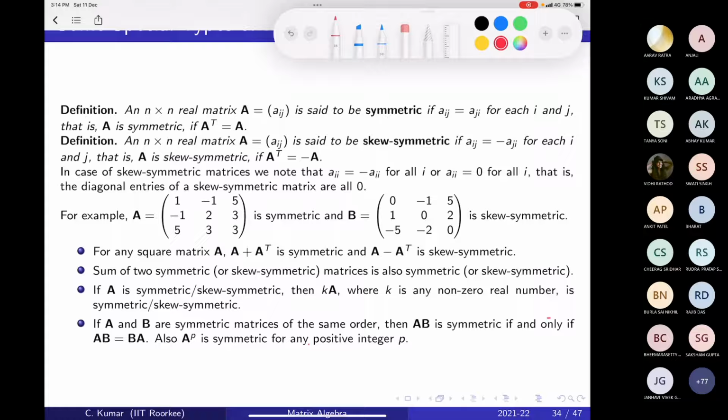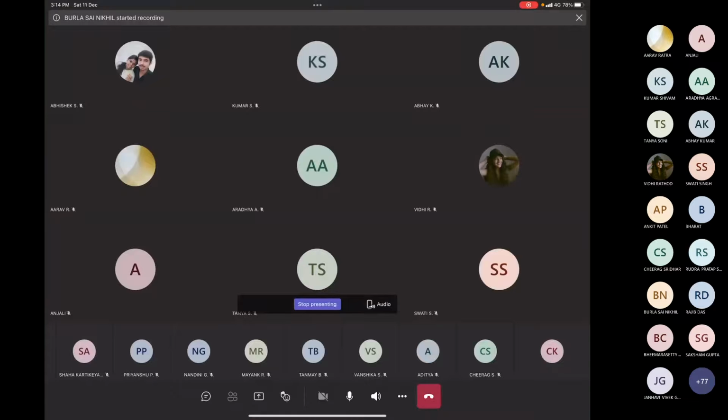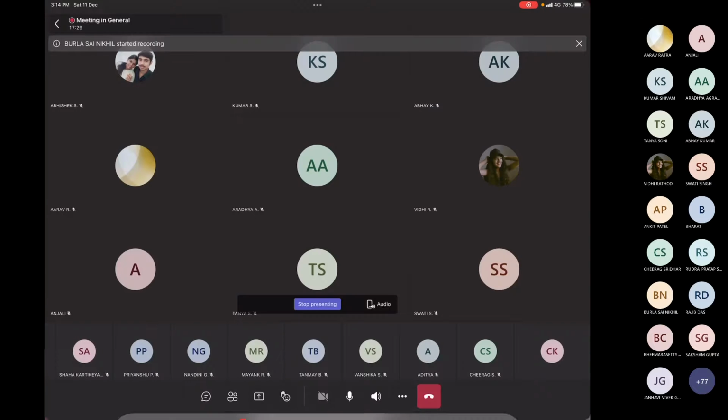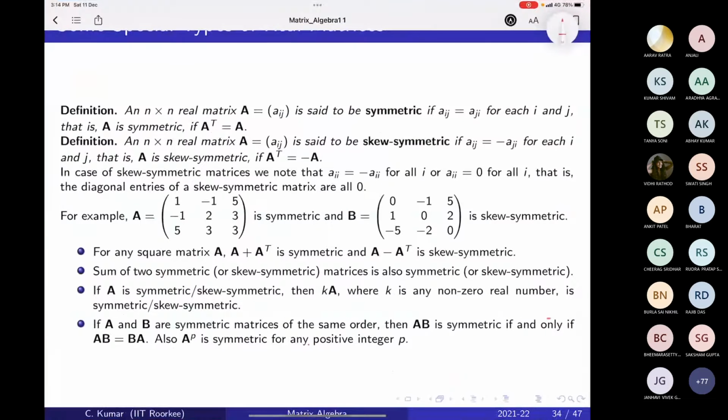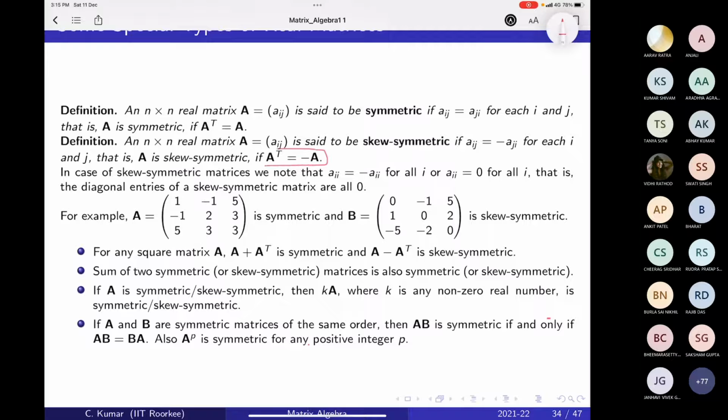Yes. Any question? Okay, so in other words, we can say that A transpose is equal to minus of A. So we say that the matrix is symmetric if A transpose is equal to A, and the matrix is skew symmetric if A transpose is equal to minus A. Fine. Now we have some properties here.